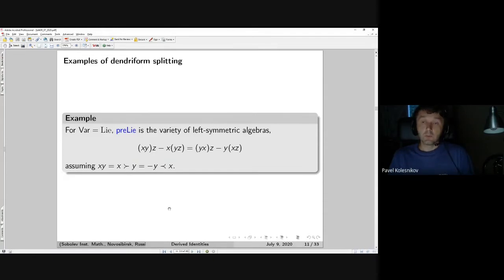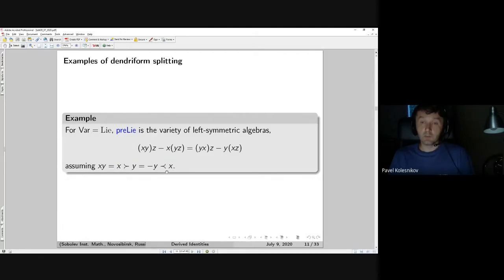Some examples of dendriform split are very well known. For example, the dendriform 2-split of Lie algebras is exactly the variety of left-symmetric algebras, or pre-Lie algebras. Of course, pre-Lie algebras have only one operation instead of the dendriform 2-split, which has two operations. But when we deal with anti-commutative algebras, we can replace two operations by one, assuming anti-commutativity.